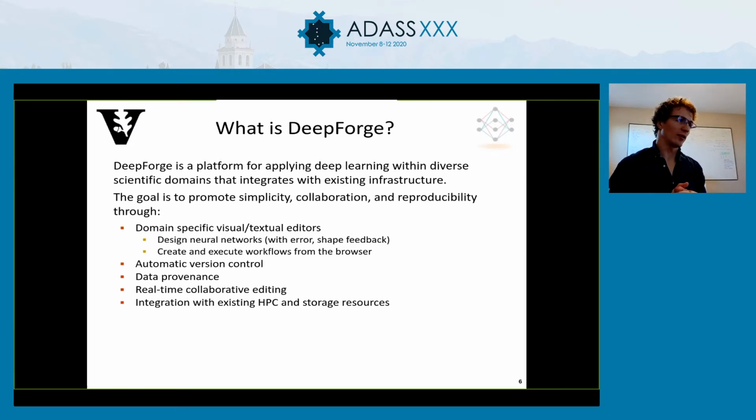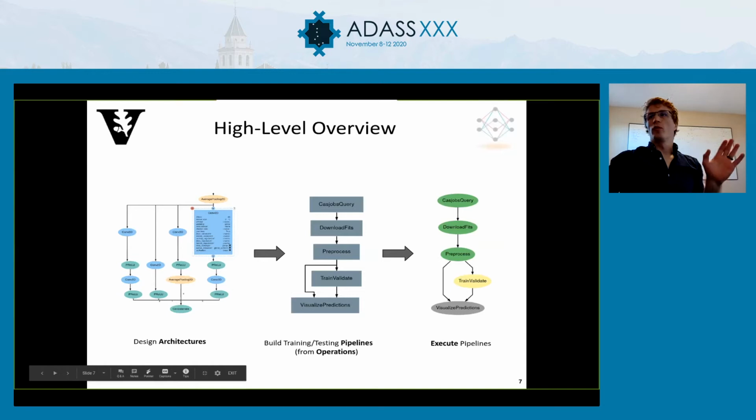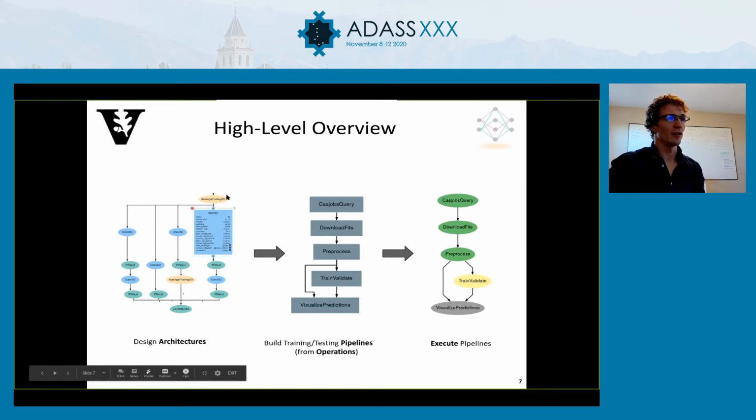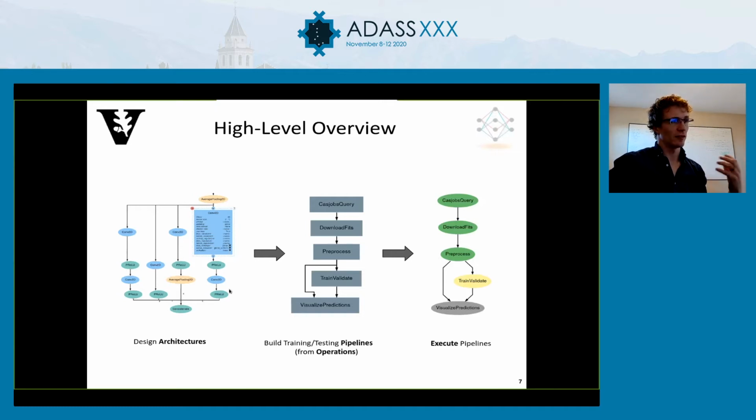We also support things like real-time collaborative editing, as well as, as I've mentioned already, integration with existing high-performance computing and storage resources like SciServer and S3. So from a real high level, when you're working within DeepForge, you can design neural network architectures given these visual editors. These aren't just a diagram of the architecture that's generated from some code, but an interactive editor that you can actually create and debug and design your architectures within.